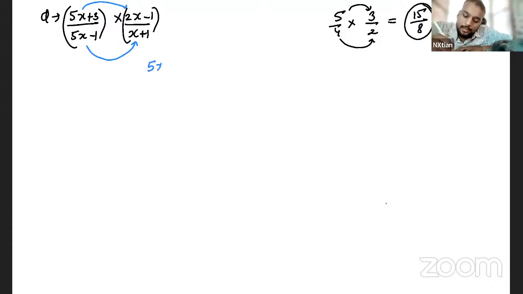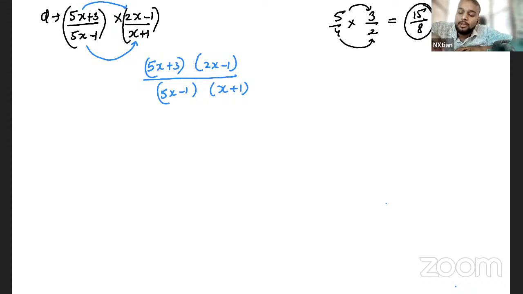The denominator will multiply with the denominator. So it becomes (5x + 3) times (2x - 1) upon (5x - 1) times (x + 1). So now you have to multiply it. 5x will multiply with this.